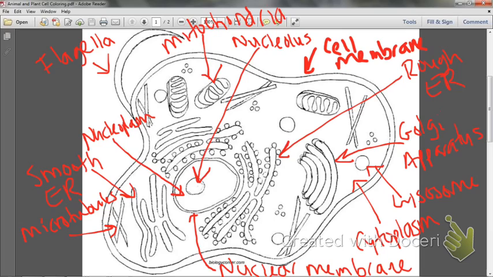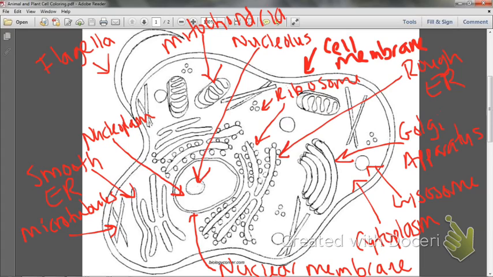And lastly, we need to label our ribosomes. These can be found in 2 different places, either attached to our rough ER or free-floating in the cytoplasm. So this is one ribosome. These are ribosomes here. And these on the rough ER are also ribosomes. So when you're coloring the rough ER, make sure you do not color the little circles dark blue. Make sure you color them red like they're supposed to.